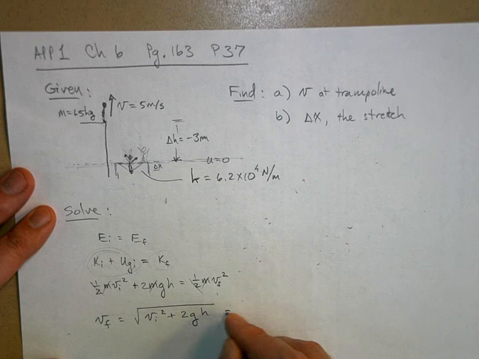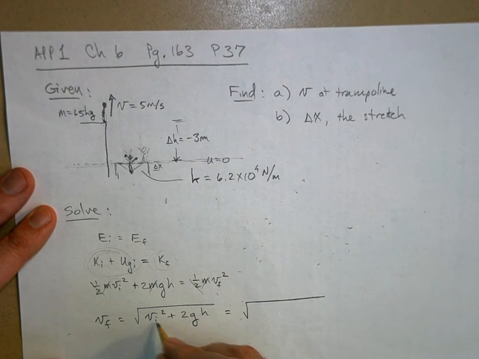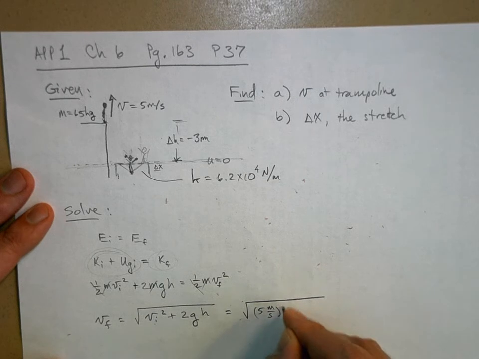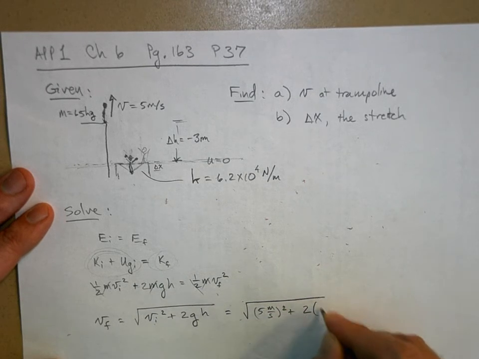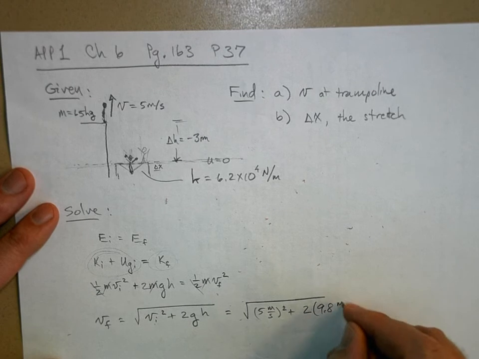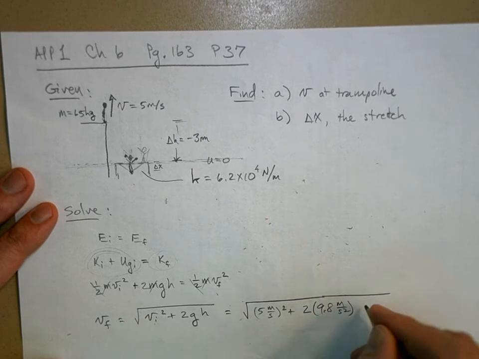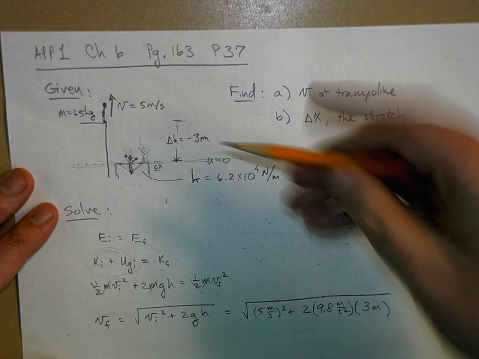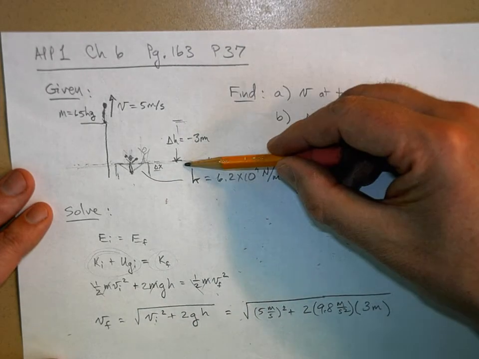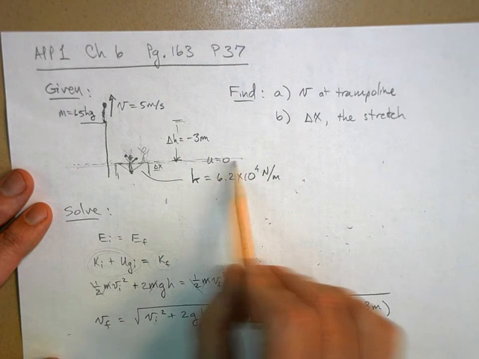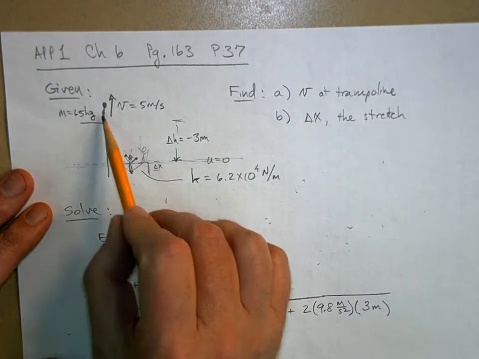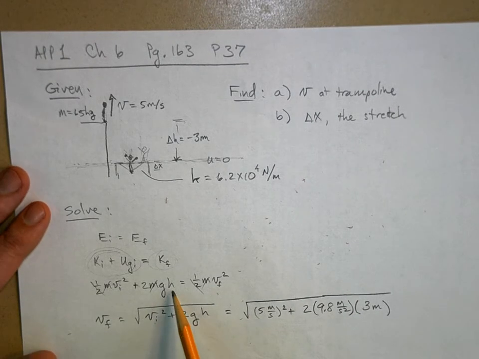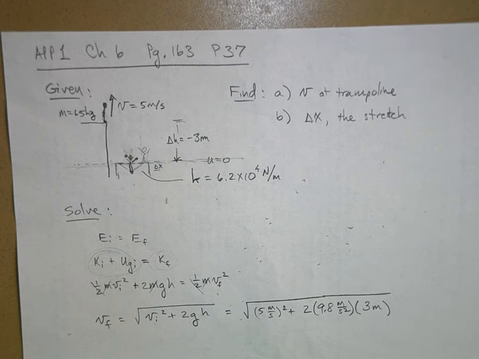Now I can plug in my values. The initial velocity is 5 meters per second, plus 2 times 9.8 meters per second squared times h, which is 3 meters. When I originally did this, I said, okay, they fell down 3 meters, but since I decided to make U equals 0 right here, their initial gravitational potential energy, well, that height is 3 meters up, not negative 3.